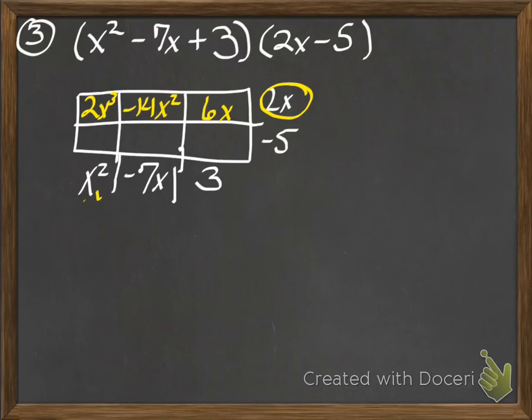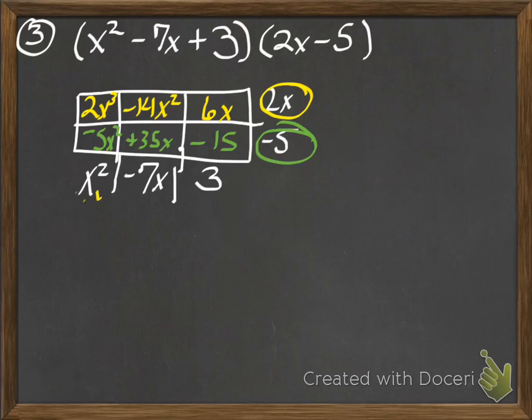Then we're going to take the second line and do the same idea, but with that negative 5. Negative 5 times x squared is going to give me negative 5x squared. Negative 5 times negative 7x is going to be positive 35x. Negative 5 times 3 is going to be negative 15.